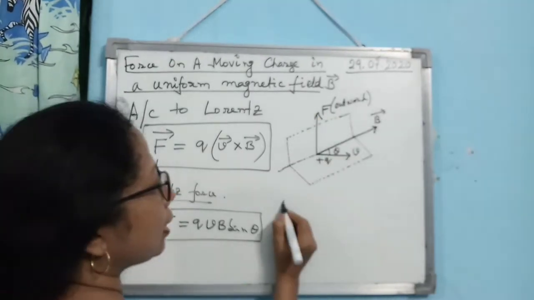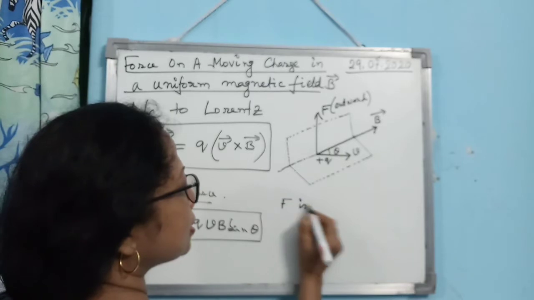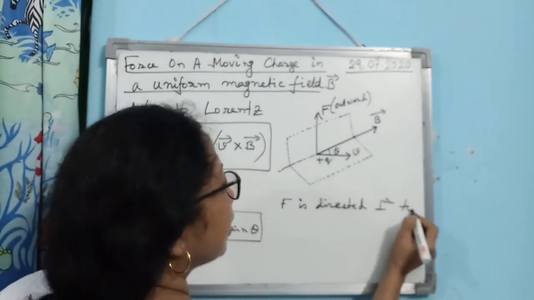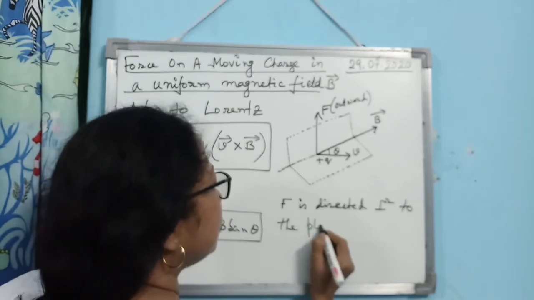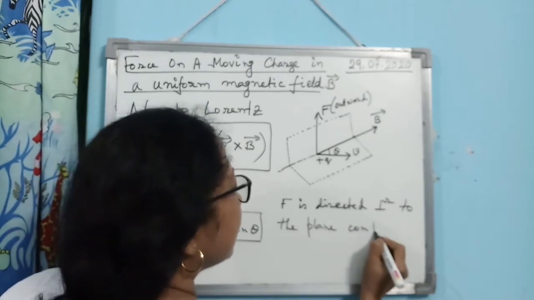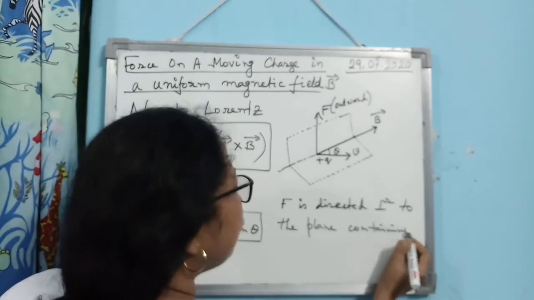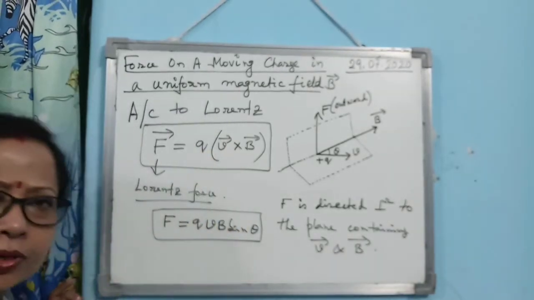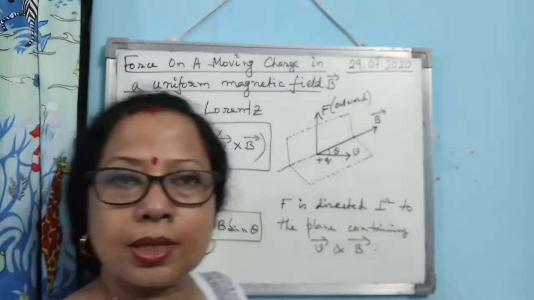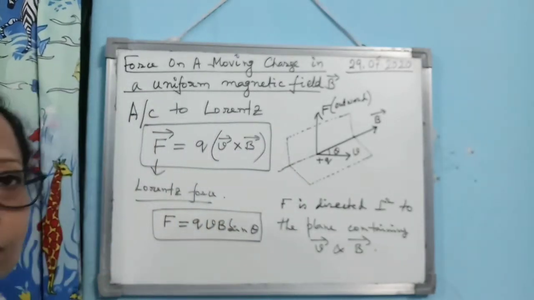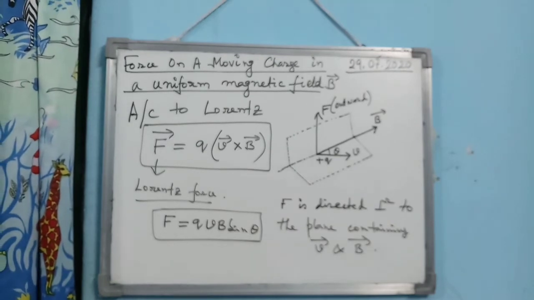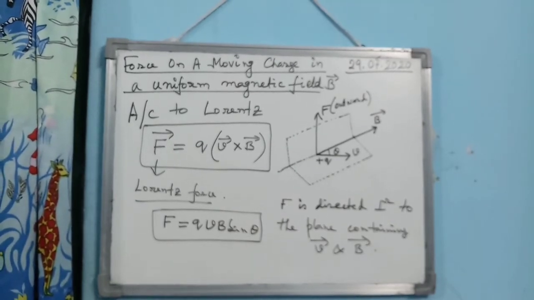F is directed perpendicular to the plane containing V and B, just like the cross product. The same concept only we have used, and use the right hand thumb rule. So this is the magnitude of the force as given by Lorentz.